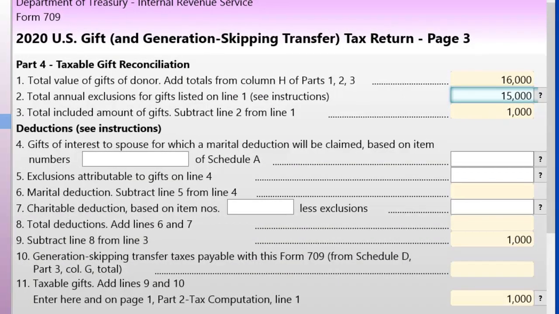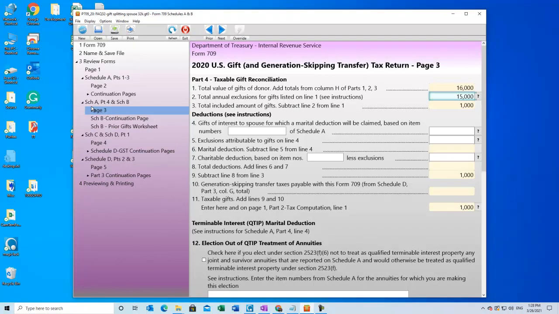and again, there's no tax due, but we also only had $2,000 that was actually taxable because we were able to utilize both spouses' $15,000 exemption, whereas if we hadn't made the election, that would not be true. And there is one other thing.